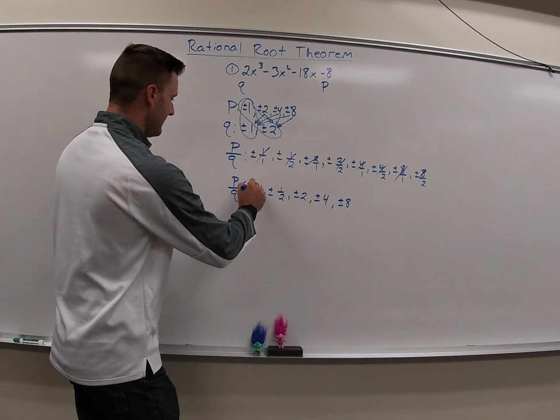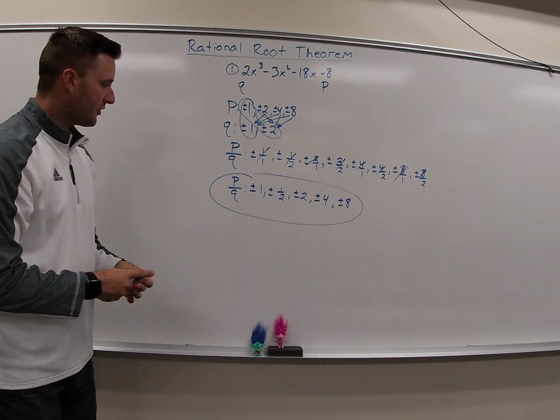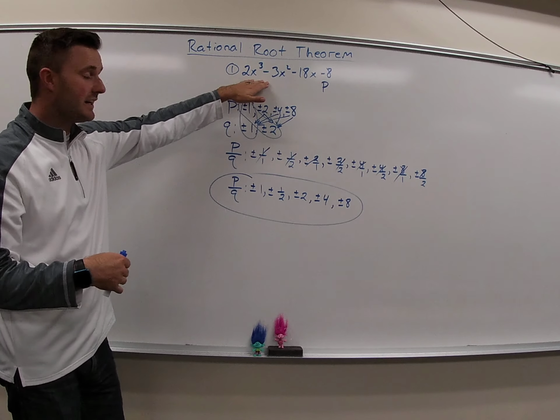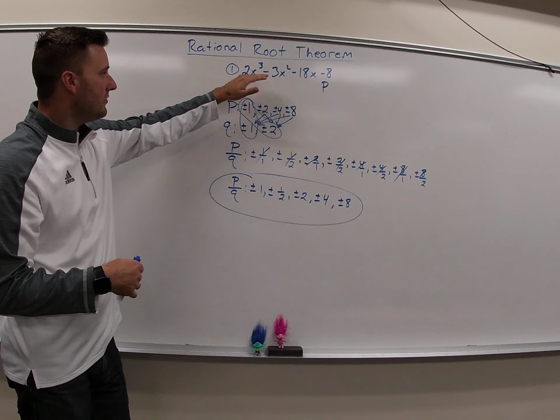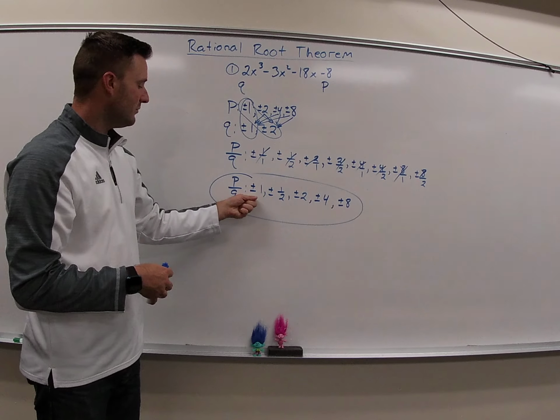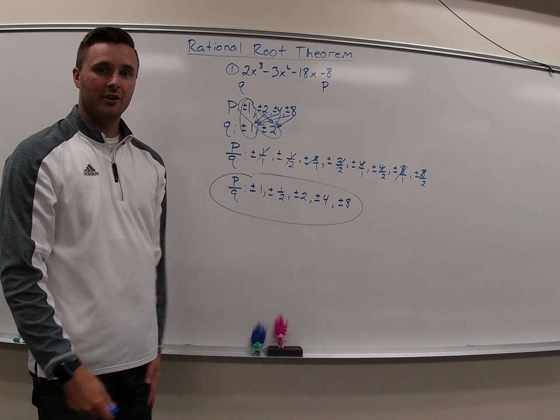So those are the total possible rational roots. Meaning if we were to graph this on our calculator and see where it crosses the x-axis, it can only cross at a rational solution at one of these points: positive 1, negative 1, positive 1/2, negative 1/2, and so on all the way through.